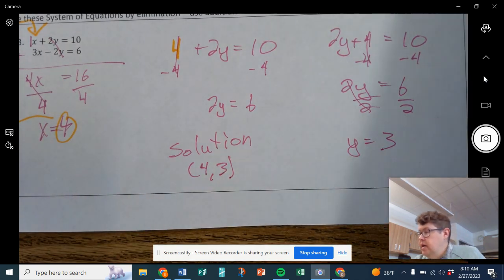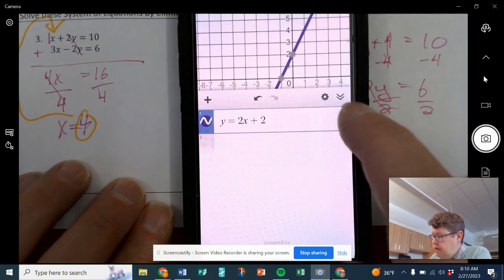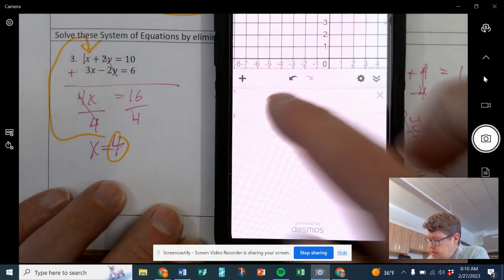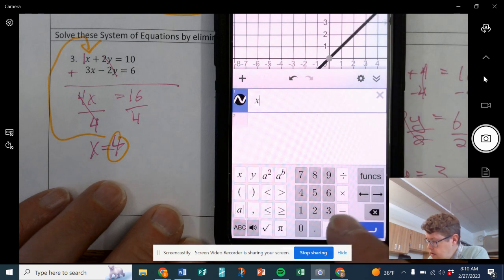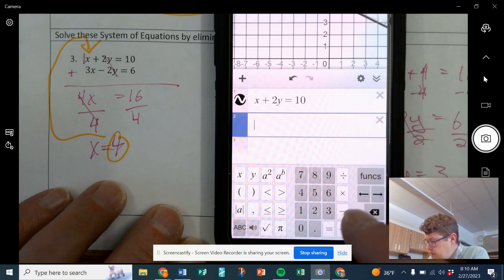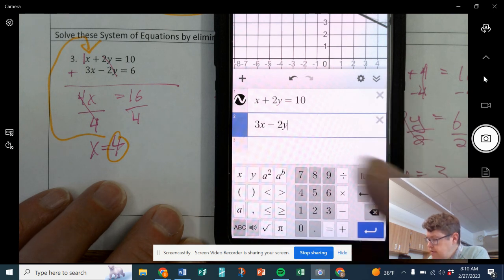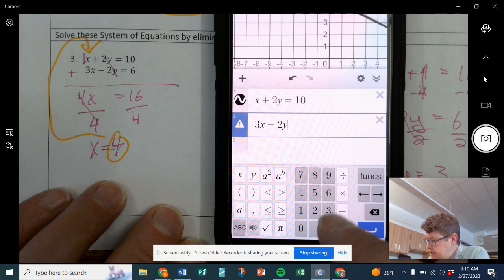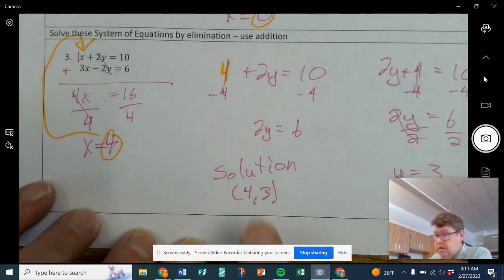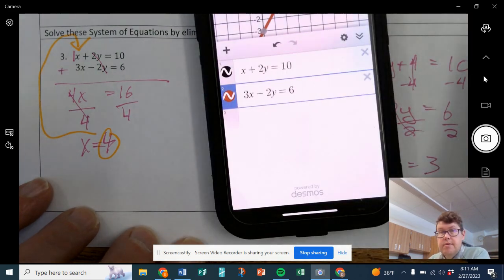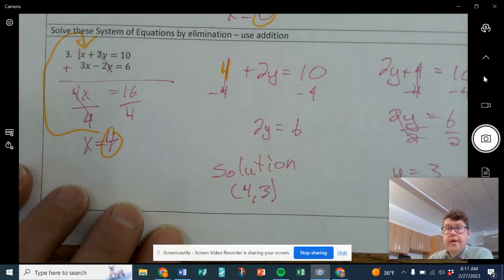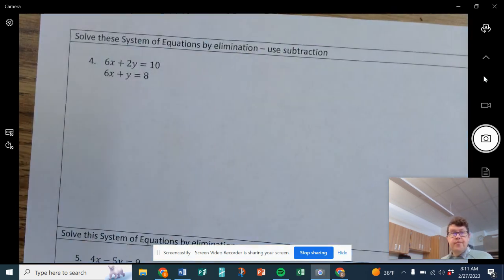Okay, and again, let's double check our work on Desmos. So I've got x plus 2y equals 10, and 3x minus 2y equals 6. Again, each of these equations makes a line, and the objective is to see where they cross. And so we got 4, 3, which is what we got. Okay, so double check your work with Desmos, or you can do it on your phone. You can do it on your Chromebook or whatever.